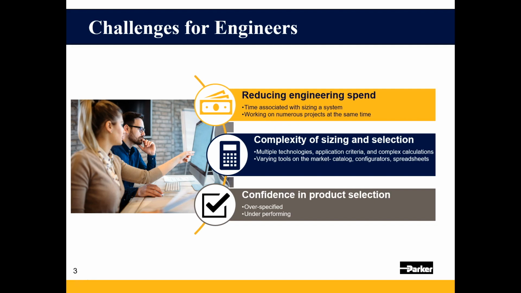Design engineers run into challenges when it comes to the complexity of sizing and selecting products. This is because they're working with a variety of different technologies, such as pneumatics and electromechanical. They have a variety of different application parameters, and they're dealing with multiple calculations to ensure that they're choosing the right product. In the end, design engineers want to feel confident in the product that they are specifying and selecting. And sometimes this leads to over-specifying, or over-speccing, a product, which can, in the end, lead to an underperforming machine.